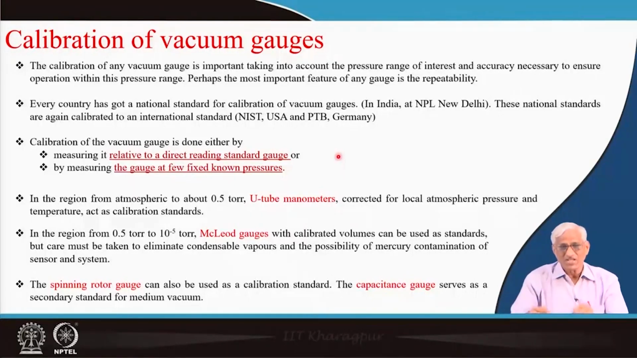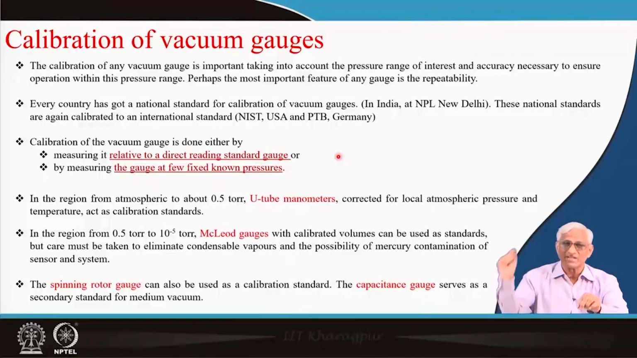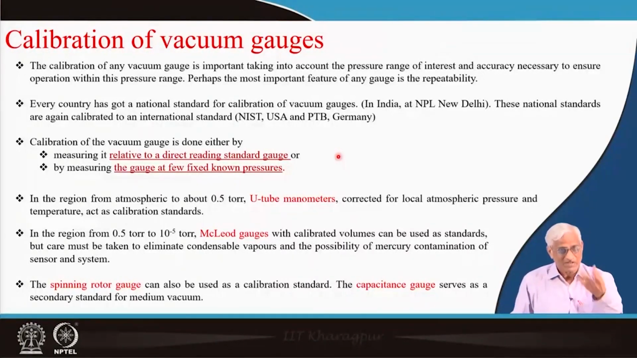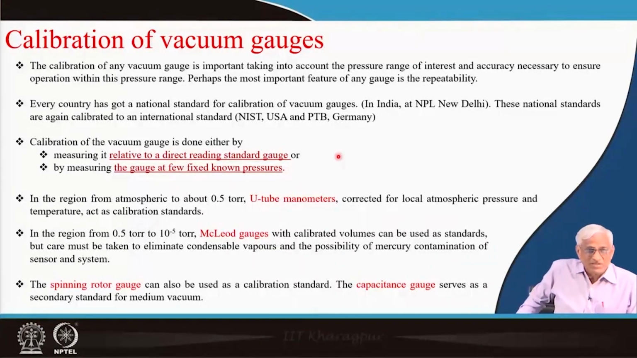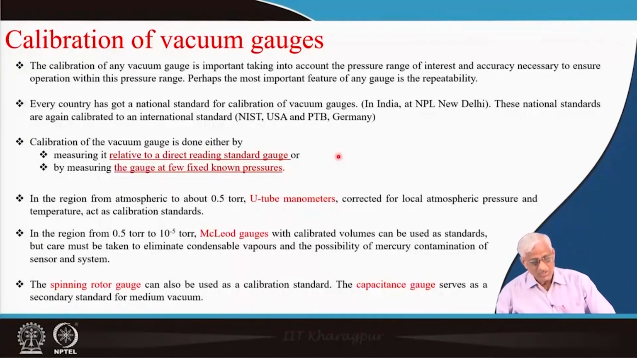If you connect your gauge, you know that it is going to be 5 into 10 power -5. Whatever reading you are getting in your secondary gauge, call it 5 into 10 power -5. Then I will give another 5 into 10 power -6 and call it that. You put in this fixed point calibration and use it. So, how it is to be done is very interesting. We will see as time passes.